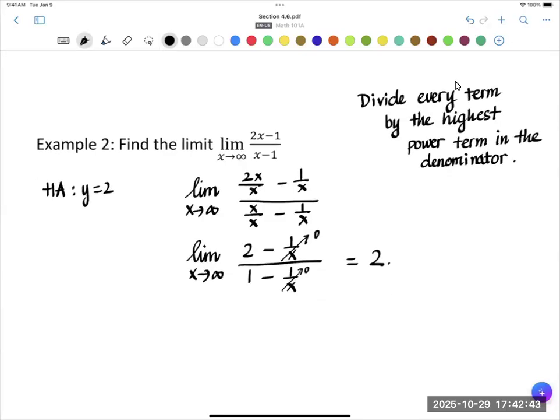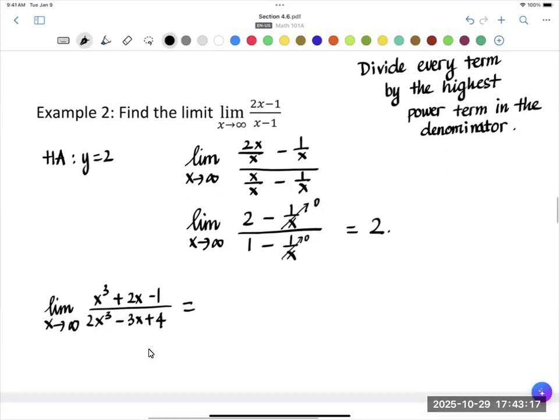So what does that mean? For example, if I have the limit as x approaches infinity of (x cubed minus 1) over (2x cubed minus 3x plus 4), I can see that the degree of the numerator and the denominator is the same. Then the horizontal asymptote will be the ratio of the leading terms, x cubed over 2x cubed, and that is 1/2. So my limit will be 1/2.